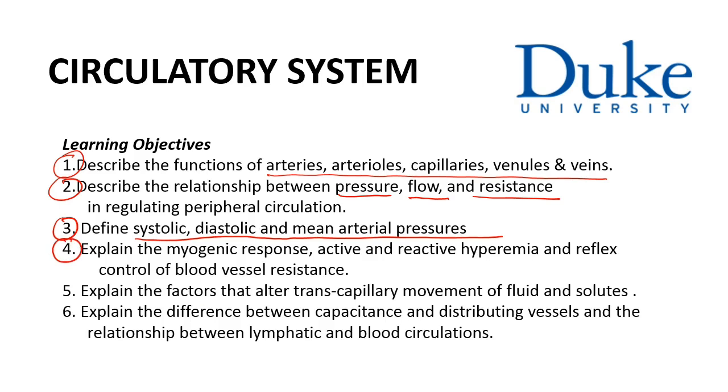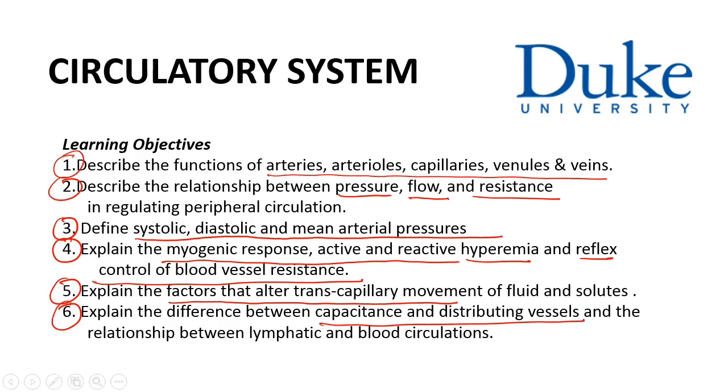And then fourth, we want to explain what's known as the myogenic response, active and reactive hyperemia, and then reflex control of the blood vessels' resistance. And then five, talk about the factors that will affect the transcapillary movement of fluids and solutes. This is the way that we deliver these fluids and solutes to the tissues, and it is by local diffusion. And then six, we want to explain the differences between capacitance and distributing vessels and the relationship between the blood circulation and the lymphatic circulation. So we have a very large list of materials to cover, so let's get started.